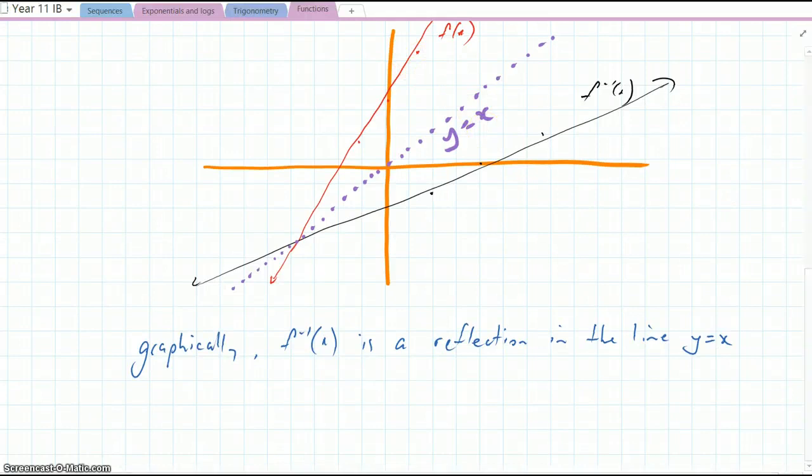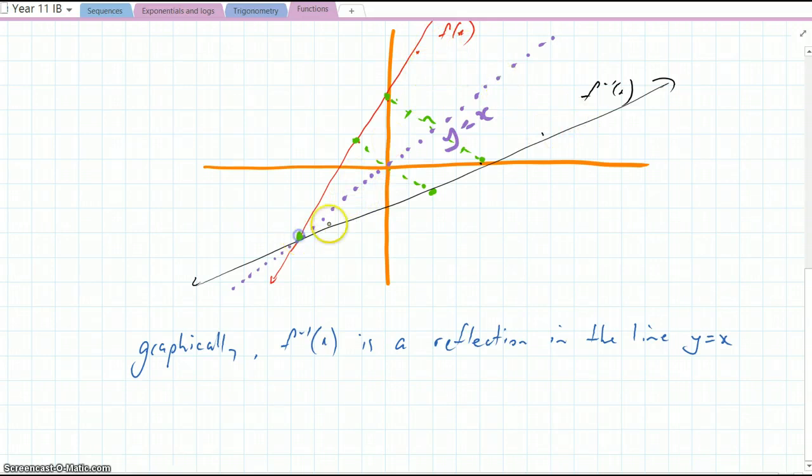You can see if we just look at a couple, this point here has gone to this point here, so that's being reflected through that line there. 3, 0 went to 0, 3, so you can see if you join those points up, they're the same length there, so they make right angles there. These are all perpendicular. You see they're mirror images.